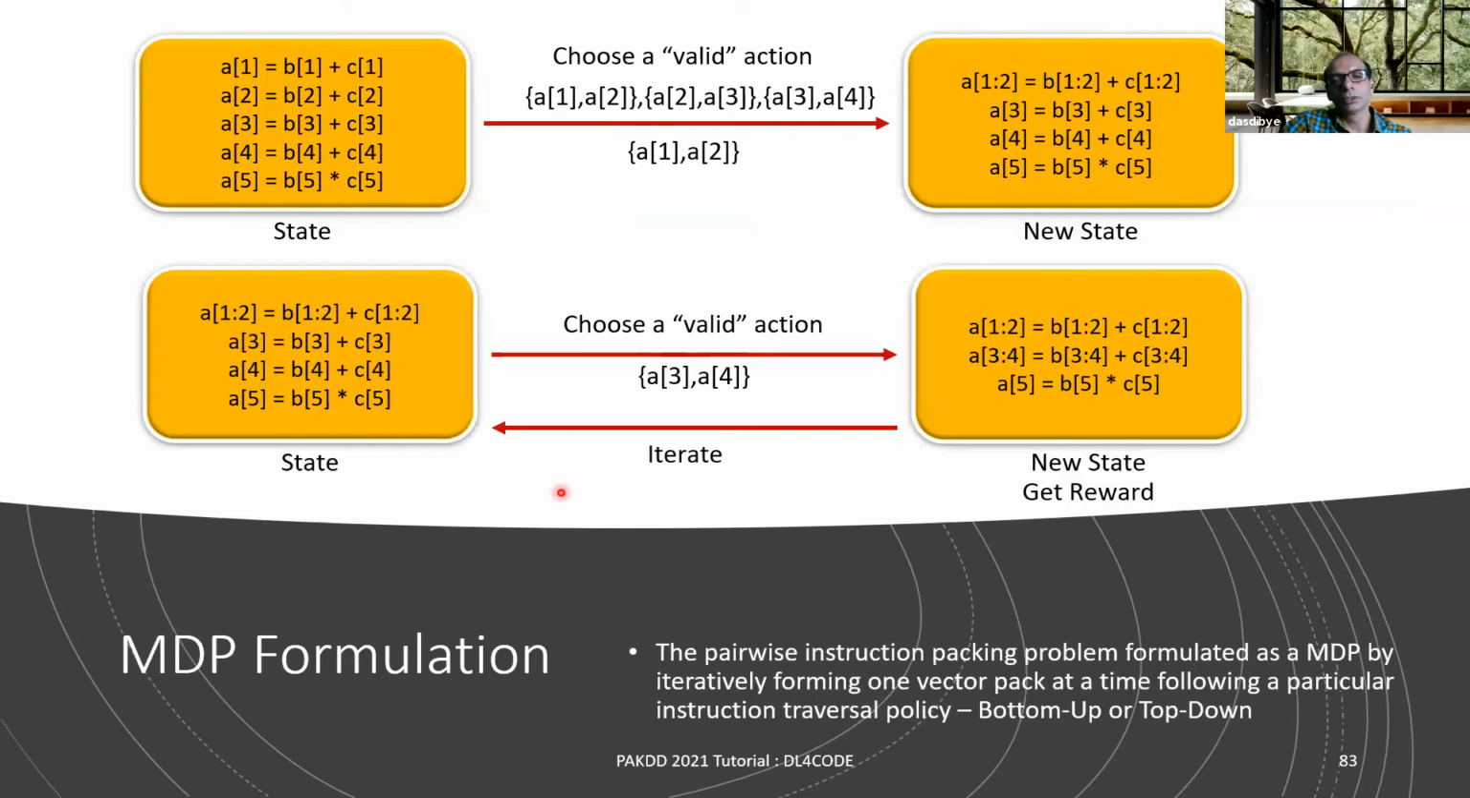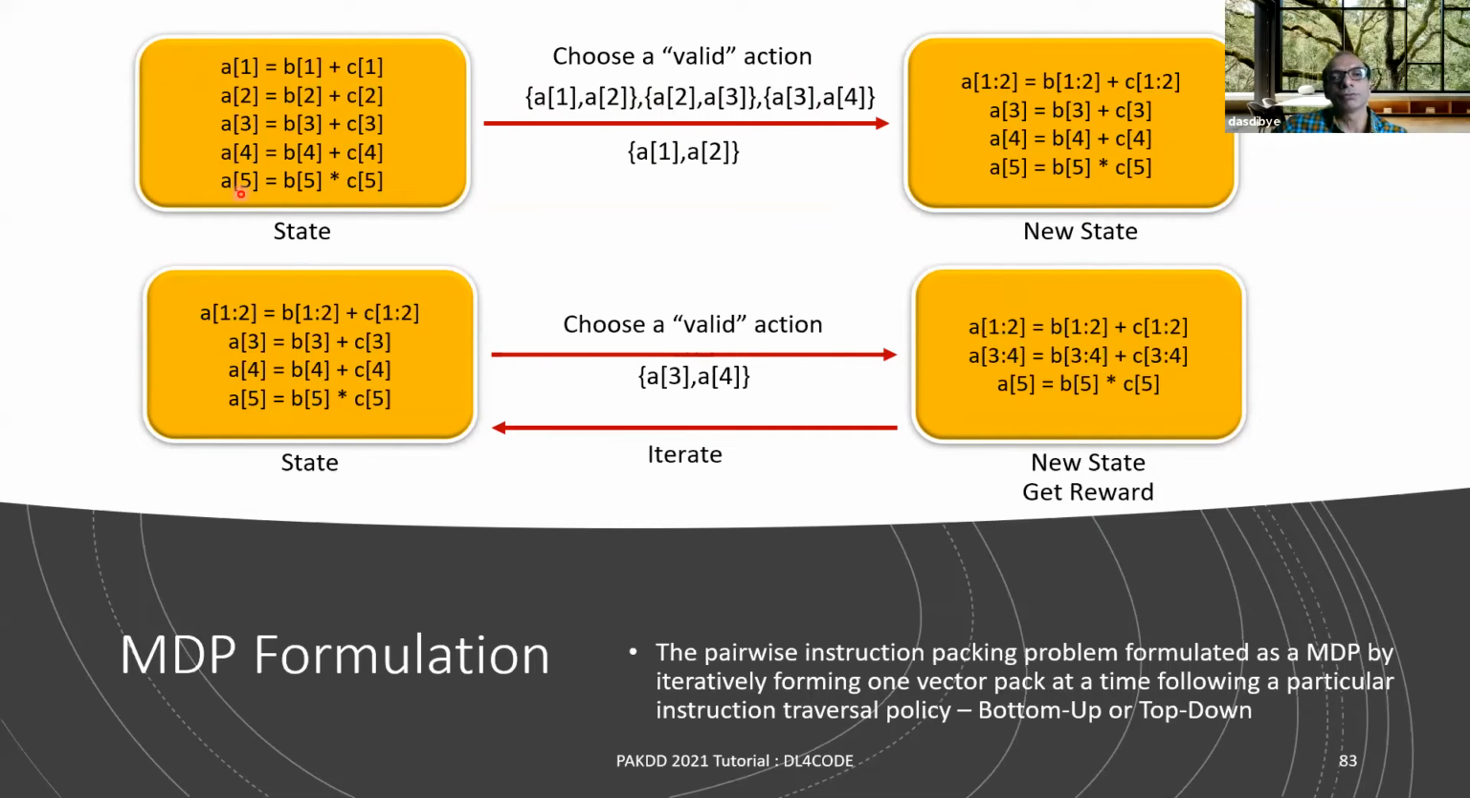So here comes the very well-known Markov decision process problem and the formulation of that. We present the problem as a Markov decision process problem, where each state is your current state of how much of it is packed and how much of it is unpacked. If you look at this current state, nothing is packed, and then you can take one of these valid actions. You can either pack A1, A2, or pack A2, A3, or pack A3, A4. There may be a reason why you are not packing A1, A3 or A1, A4. I mean, these are valid.